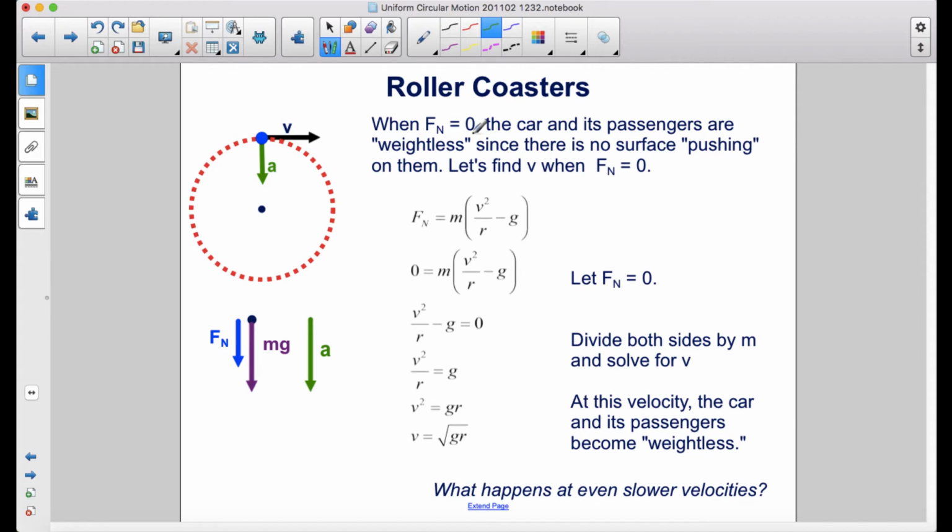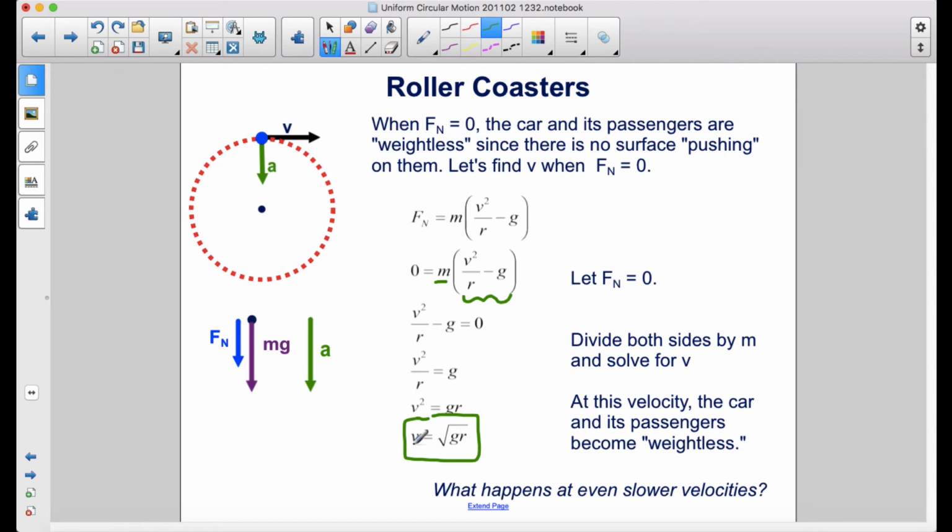When the normal force equals 0, the car and its passengers are quote-unquote weightless, since there is no surface pushing on them. Let's find the velocity at this moment when the normal force equals 0. So we plug in 0 here, and so we have two pieces multiplied together. We don't really care where mass is 0, because that won't tell us anything about this velocity. So let's see what happens when this piece becomes 0. So we set this equal to 0, and we add g to both sides. We multiply both sides by r. We take the square root of both sides, and we get velocity equals the square root of g times r. At this velocity, the car and its passengers become weightless. The track won't be pushing down at all in this moment, at this velocity.